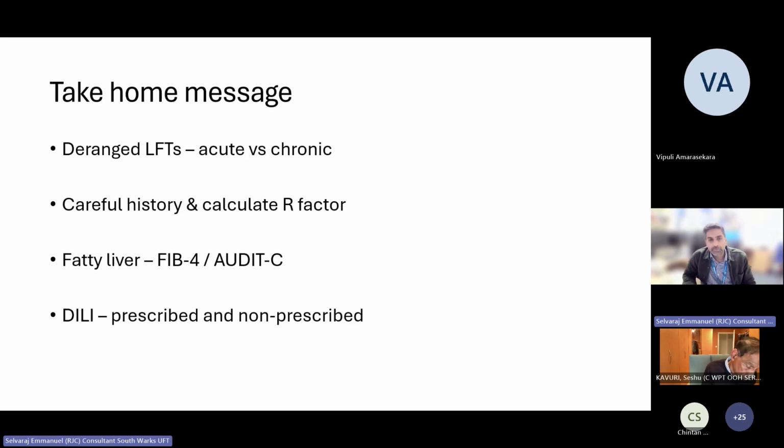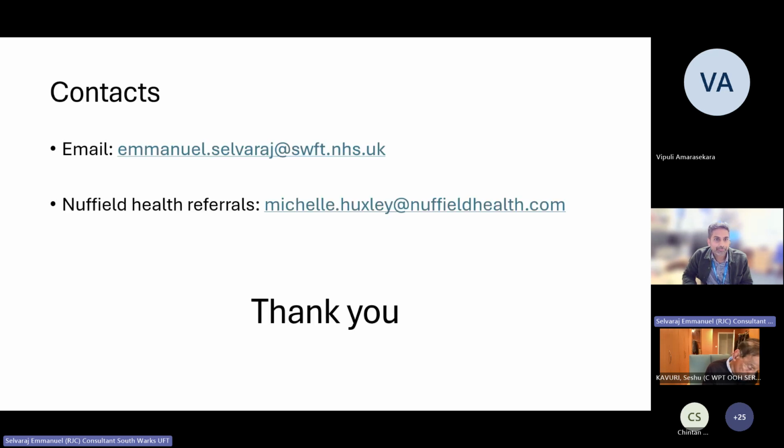History is probably the most important take-home message. I know we all have limited time in terms of how much history we can take, but it's helpful to go back and ask certain questions, particularly with regards to non-prescribed medications. I find the R factor calculation quite helpful to focus my mind on what my differential diagnoses are. And lastly, when it comes to fatty liver, we should be using the FIB-4 for metabolic causes and AUDIT-C for alcohol-related fatty liver.